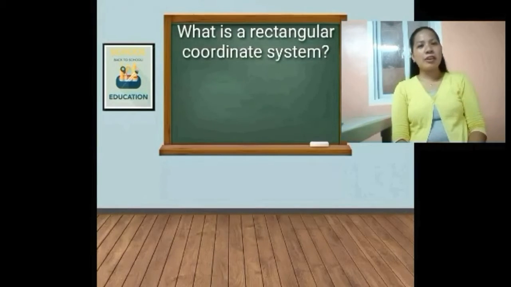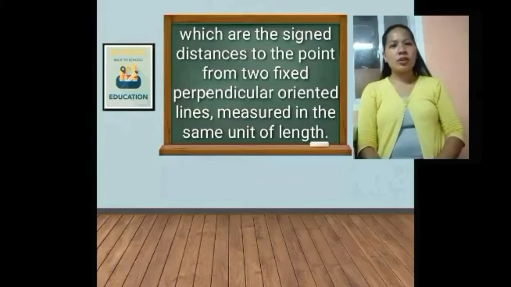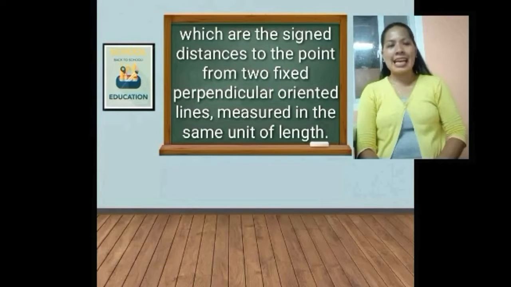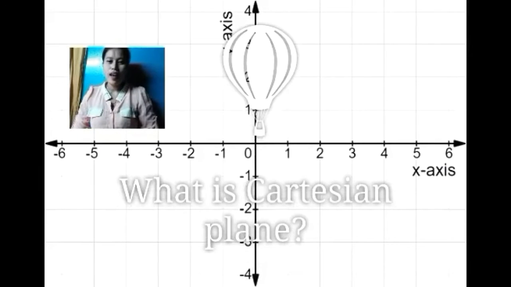What is the rectangular coordinate system? A rectangular coordinate system is a coordinate system that specifies each point uniquely in a plane by a set of numerical coordinates, which are the assigned distances to the point from two fixed perpendicular oriented lines measured in the same unit of length.